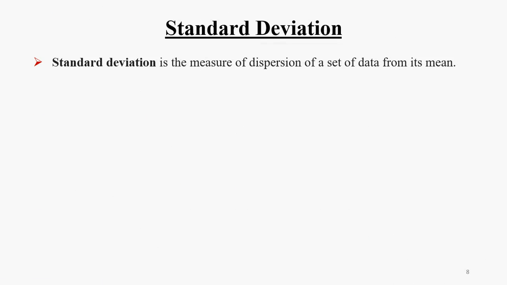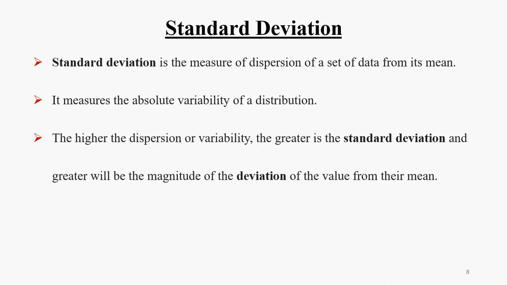Now let us understand the meaning of standard deviation. Standard deviation is a measure of dispersion of a set of data from the mean. So from the average, how far is the deviation, whether it is closer or far, to understand that we are calculating standard deviation. It is a measure of the absolute variability of a distribution. The higher the dispersion or variability, the greater is the standard deviation, and greater will be the magnitude of deviation of the value from the mean.